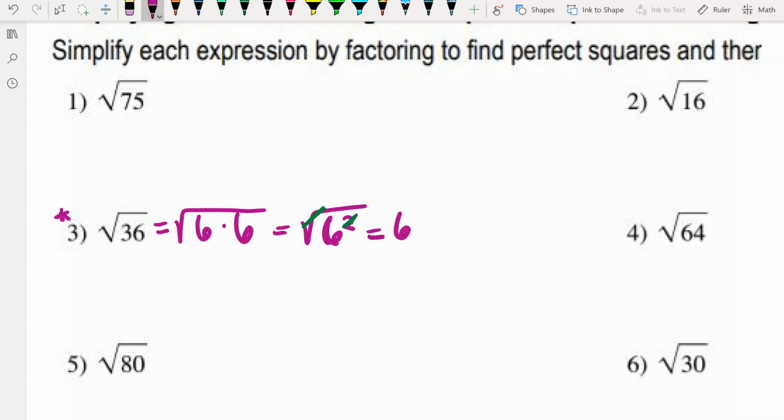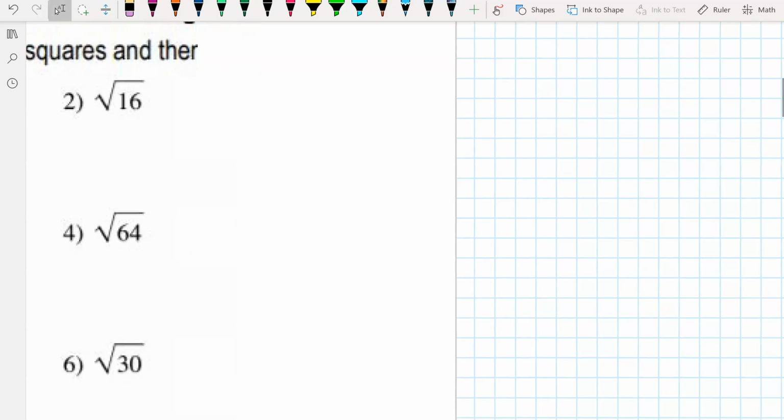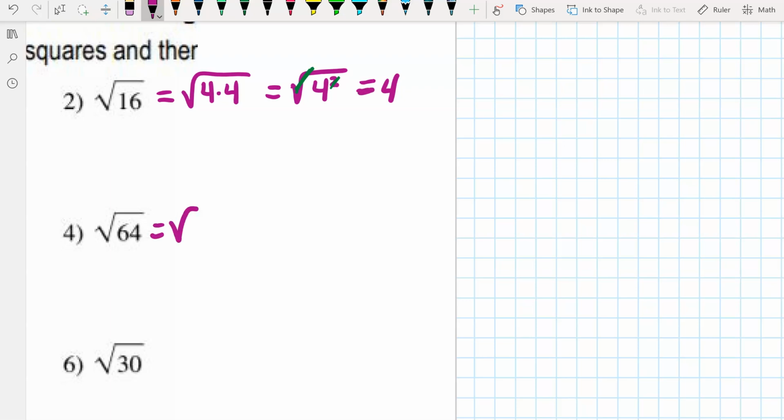Okay, so the same goes for numbers 2 and 4. For number 2, it's the square root of 16. The square root of 16 is 4, but the reason for that is we have 4 times 4 underneath, which gives us the square root of 4 squared, which cancels the radical with the exponent, and you're left with the 4. So when you have perfect squares, this is why it works.